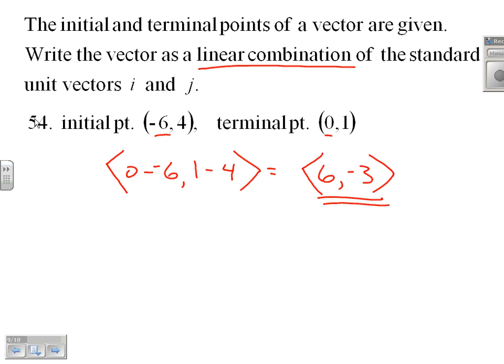But this is component form. In other words, I would be sliding a desk 6 to the right, moving it down 3. I slid it 6 to the right. I moved it down 3. And we just want to represent this in linear combination form with i and j. So this is as easy as this. Let's name this guy vector v is equal to 6i minus 3j.